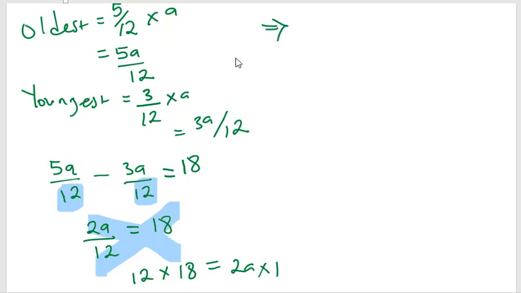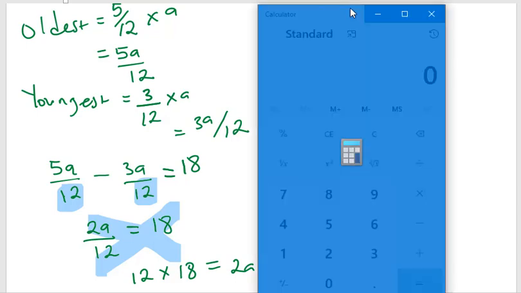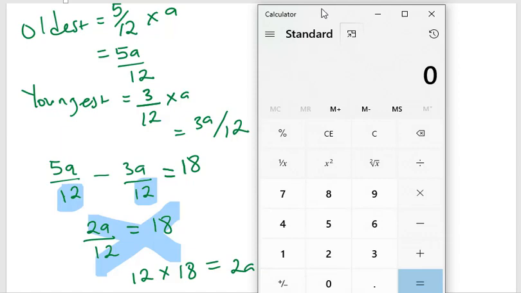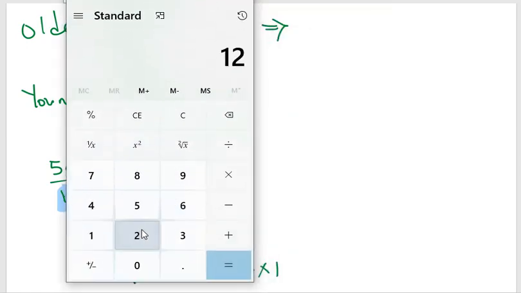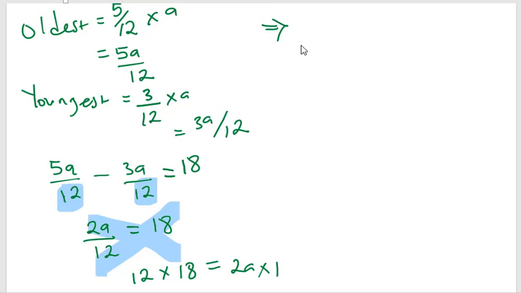12 multiplied by 18, we can use a calculator. So let's do that, just a moment. Okay, it's taking time, but soon it will be here. Okay, that's it. So let's check 12 multiplied by 18. I don't want to crack my head, it's too early. Don't mind me. So 12 multiplied by 18 is 216. So let's put it down. So 216 is equal to 2 multiplied by a, which is 2a.